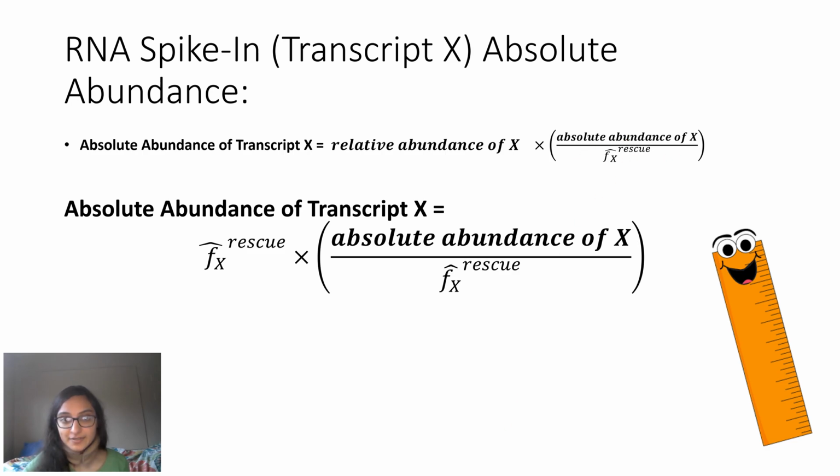So this relative abundance of X is the same thing. These are the same things. This part right here is the same. These are all the same, that we found in the previous problem. And what you'll see is that because they're the same, when we do the math out, we can just cross this out. And then the absolute abundance of transcript X is just the absolute abundance of X.